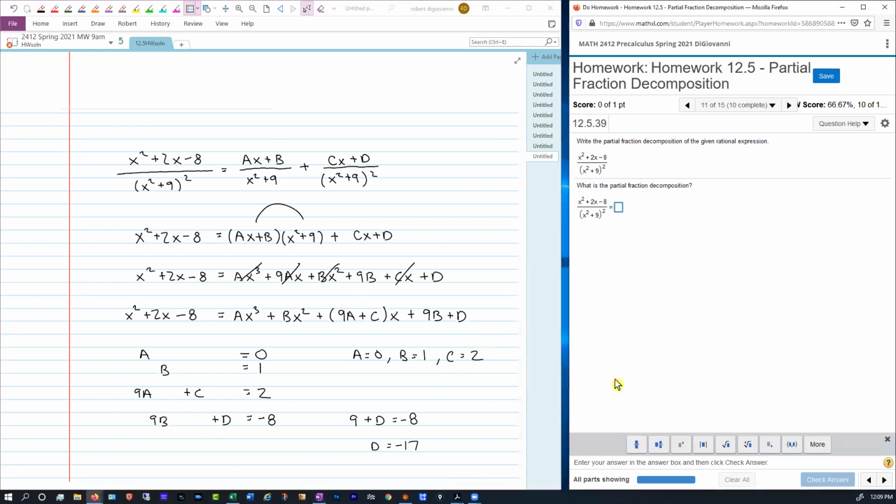This one should be a little easier to type in. So a is 0, so I'm not going to put that here, just b. B is 1, so I'm going to put 1 over x squared plus 9. And then plus, let's see, c is 2. So let me put a fraction here. C is 2x minus 17, because d is minus 17, and then x squared plus 9. Oops, I forgot to put it in parentheses so I can square it.